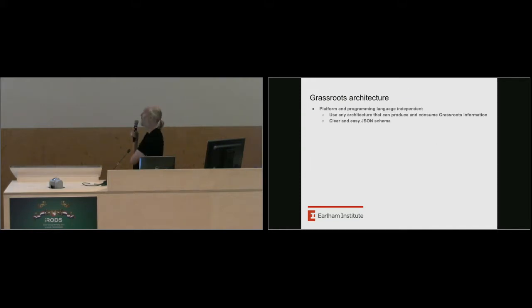So our Grassroots architecture is completely platform and programming language independent because, of course, we can't go to these different research groups and say, you must use this language, you must use this. We've got to try and make it interoperable. So in the same way that all web pages are HTML that are just sent across the systems, we have a JSON schema that defines all the servers and services and the parameters and how you run them, and that just goes back and forth between the servers and the clients.